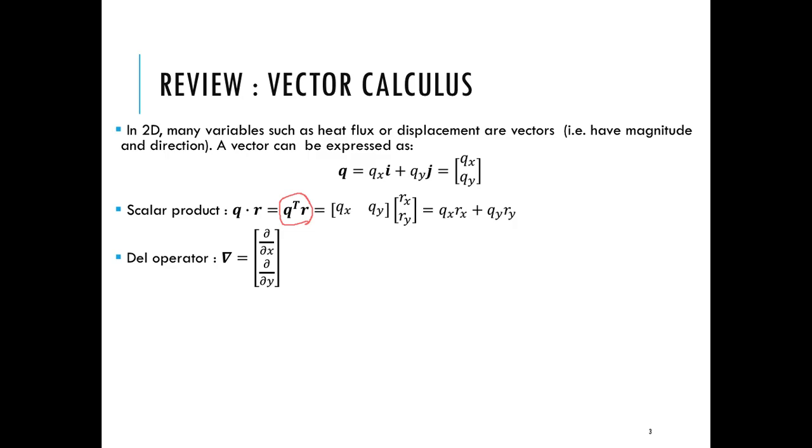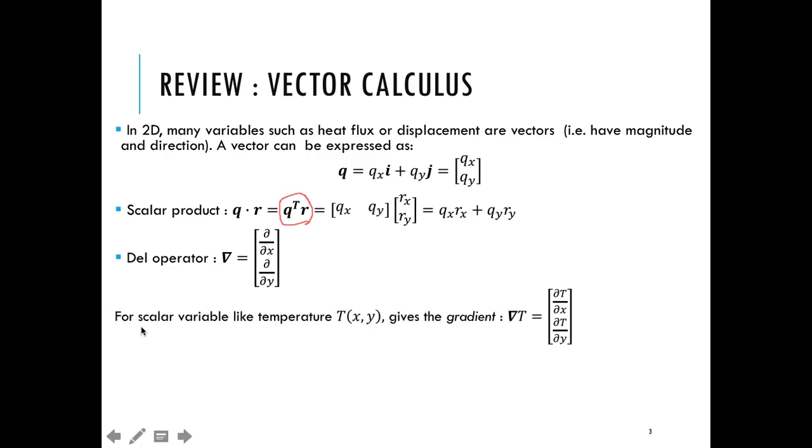So अगर हम del operator apply करें किसी actual field variable के ऊपर, then there are a number of different possible things that could happen. So number one is कि consider कि हमारा field variable है ही एक scalar, for example temperature. Then if I apply the del operator to a scalar variable, I basically find the gradient of that field in the x direction and the y direction. Okay, so this is for a scalar variable.